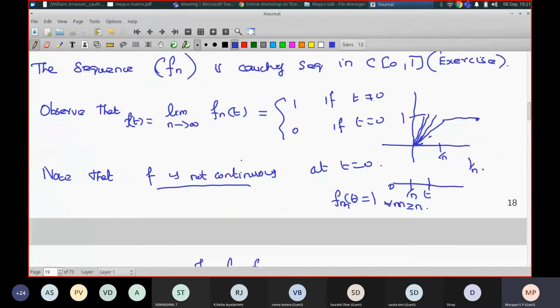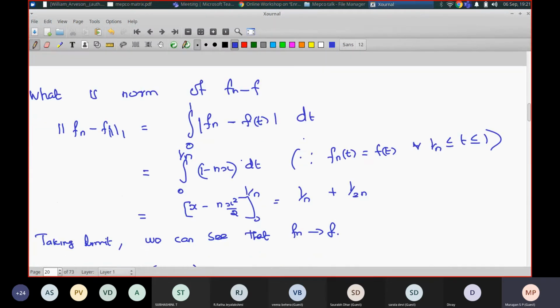All you have to show is that f1 converges to f, right? So, what is the norm of f1 minus f? You have to show that f1 tends to f. For that, you just do the simple computation. What you will get? You will get this inequality.